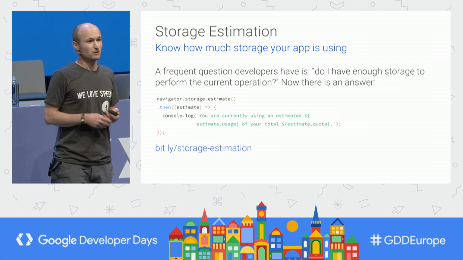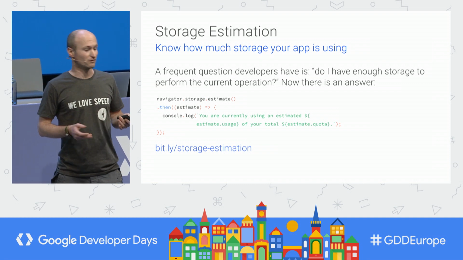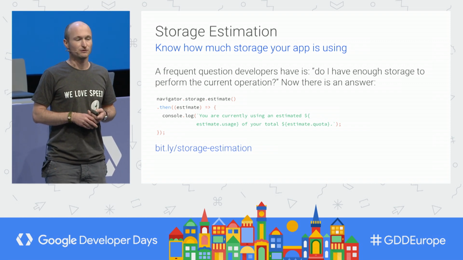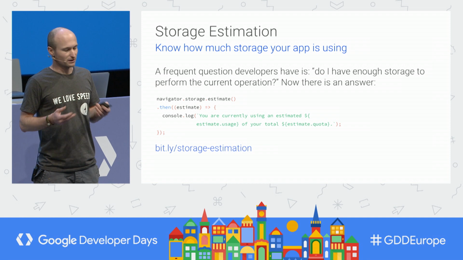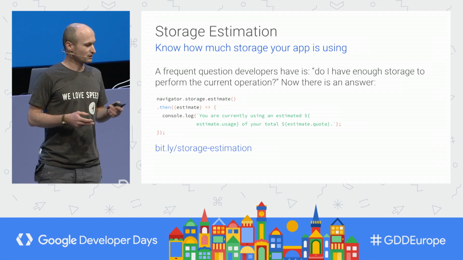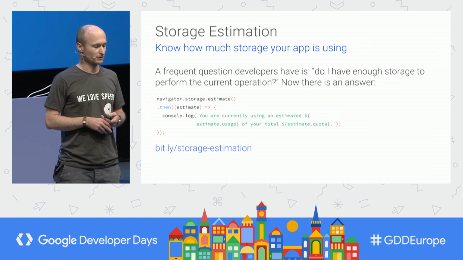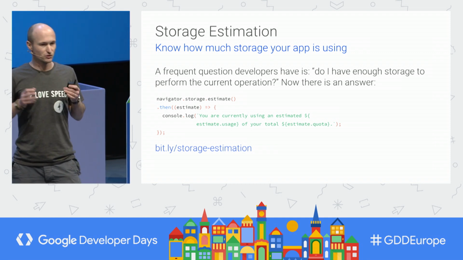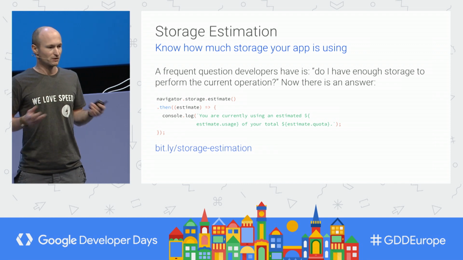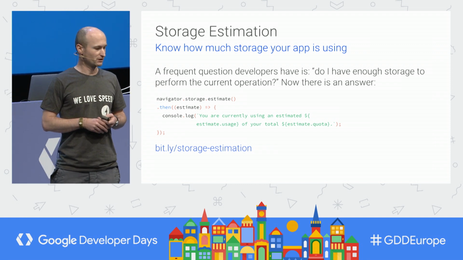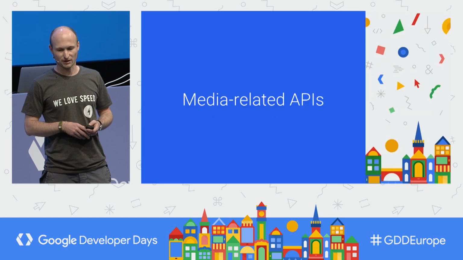So with the new storage estimation API, you can now find out. You just very easily call navigator.storage.estimate, and then when the promise fulfills, you get data about how much storage you're already using and how much storage is available in total. So super useful feature, a long-awaited thing that was awaited very, very eagerly by developers of PWAs.